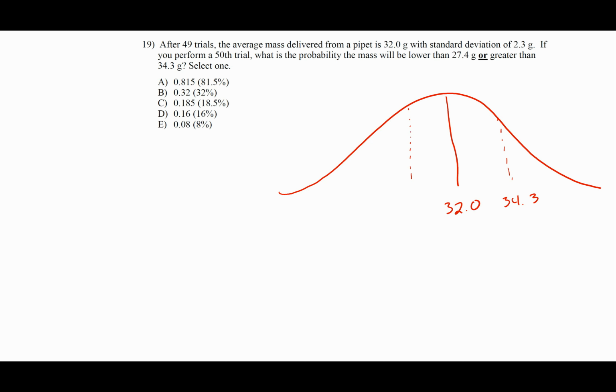After 49 trials, the average mass delivered from a pipette is 32.0 grams with a standard deviation of 2.3. If you perform a 50th trial, what is the probability that the mass will be lower than 27.8 or greater than 34.3? Well, let's do a standard deviation curve. Let's get our 32 on the map. Let's do the first standard deviation. That's really asymmetric. So this would be 34.3, 1 sigma. And let's take away 2 and then 0.3. So this would be what?